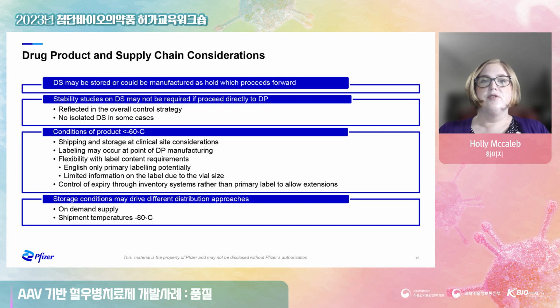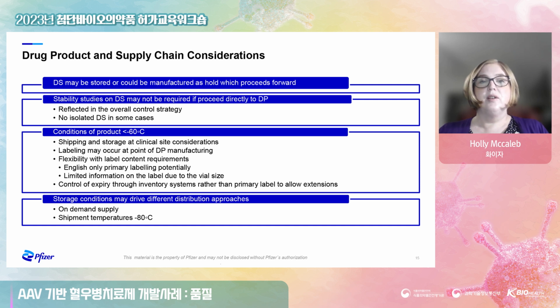Key considerations for drug product and supply chain activities include, first, options for material to be held as drug substance or to proceed forward directly into drug product. Second, a possible lack of drug substance stability data if the material is not held as drug substance. Third, challenges with shipping and storage of vials below -60 degrees Celsius.